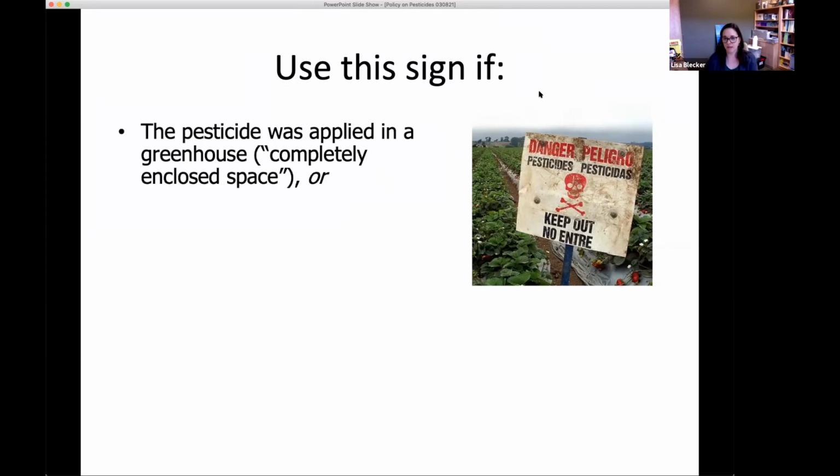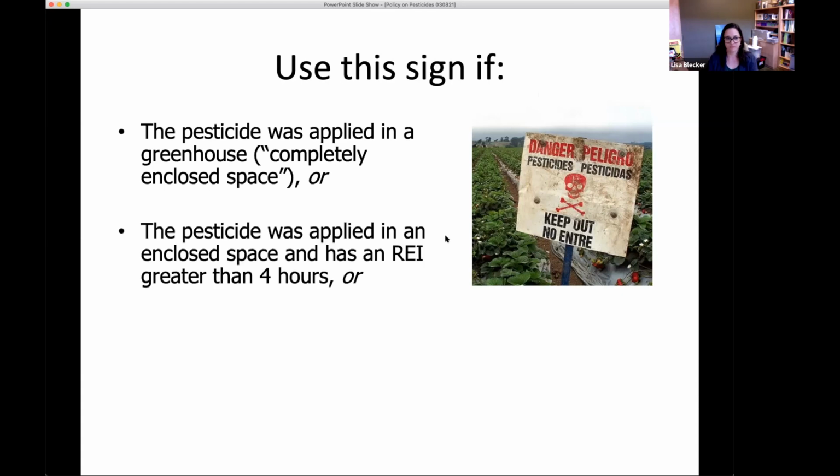If you're making a pesticide application in a greenhouse, you have to post the sign during the REI, period. If you're making a pesticide application in a hoop house, like where we grow some of our raspberries, or in a mushroom house, something that's not completely enclosed, if the REI on the label is greater than 4 hours, you have to post this sign.